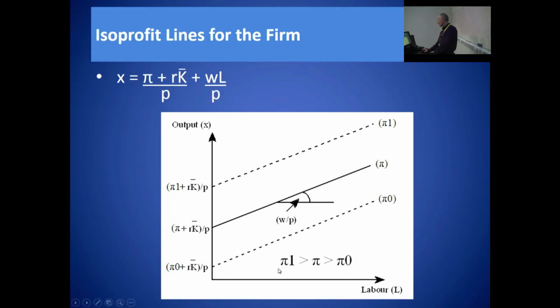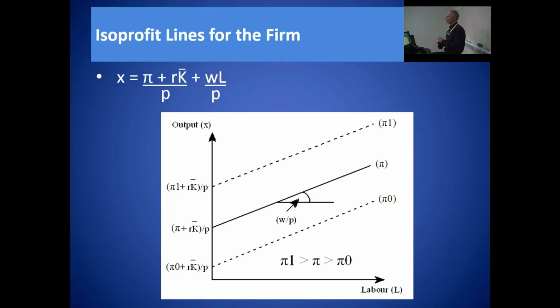So in the diagram here, we've got a certain level of profits, pi 0, which is less than that level of profits pi, which again are both less than that level of profits pi 1. So even though we started off with one iso-profit line, there are a whole family of these iso-profit lines, each of them will have a slope of W over P, the wage rate divided by the price of output, and higher iso-profit lines are associated with a higher level of profits.